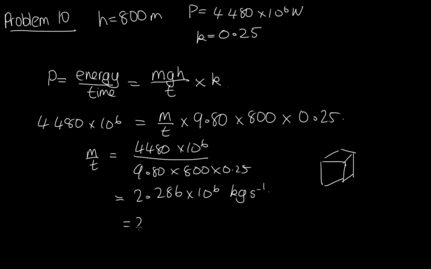So this is equal to 2.286 times 10 to the 3 meters cubed per second. Now we've probably got too many significant figures there. We've got 2 or 3 given in the question, so let's give this to 3. This is 2.29 times 10 to the 3 meters cubed per second is the volume flow rate.